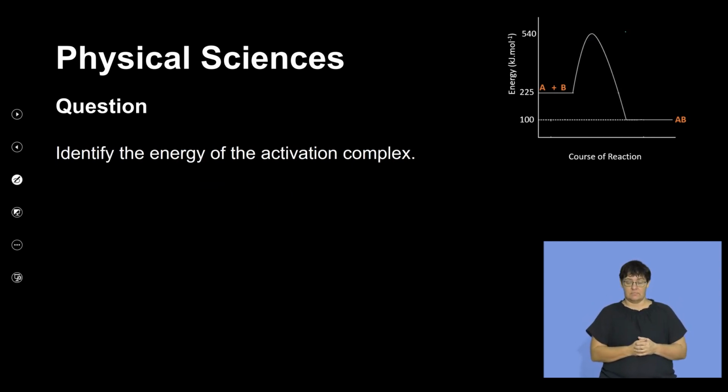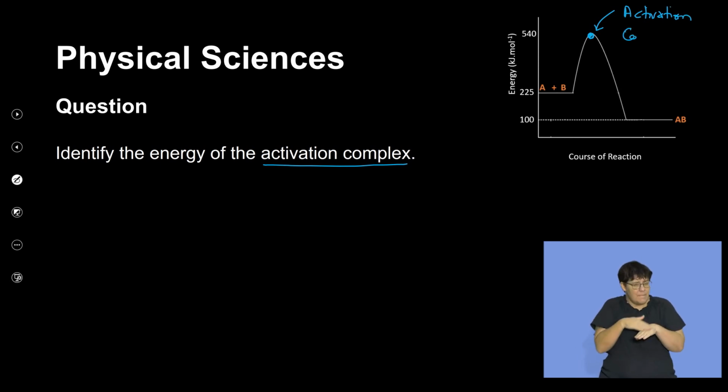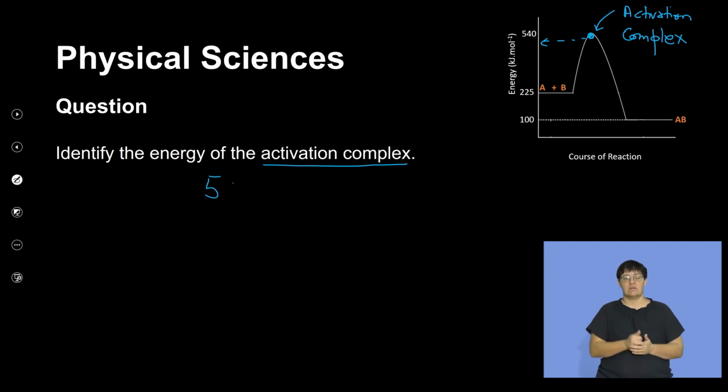Right. Moving along, now we want to identify the energy of the activation complex. Okay, first of all, if we go to our profile, the highest, after supplying that minimum energy for this reaction to take place, we need to identify our activation complex. So this is our activation complex, right? Which has to do with the minimum energy that needs to be supplied for this hypothetical reaction to take place. So the amount of energy that this activation complex has is actually 540 kilojoules per mole.